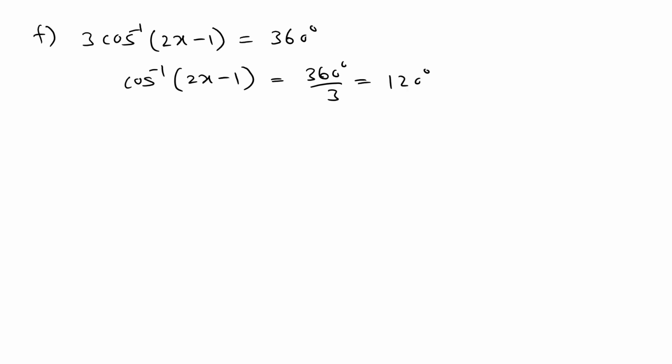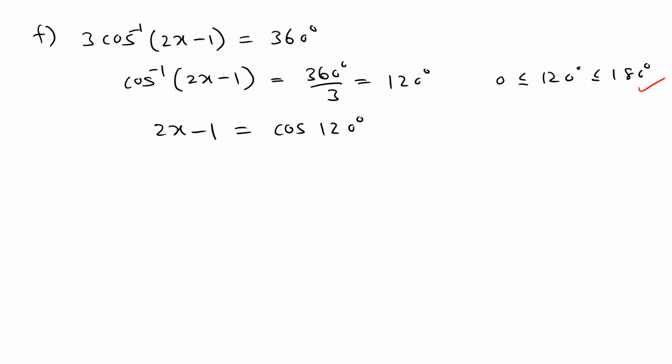Now again, you can see 120 is inside the appropriate range, because it's 0 less than or equal to 120, which is less than or equal to 180. So that means it's in the appropriate range, so you can invert this function. You can write this as simply 2x minus 1, taking the cosine of both sides, equals cosine 120.